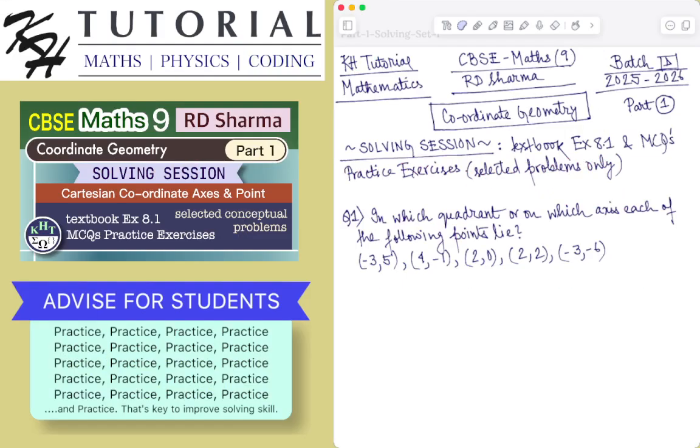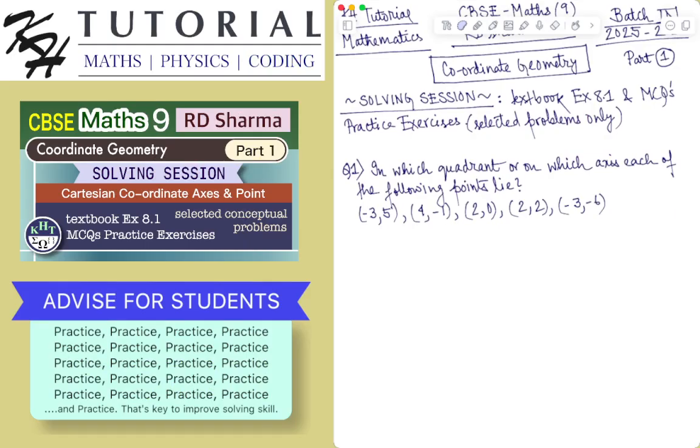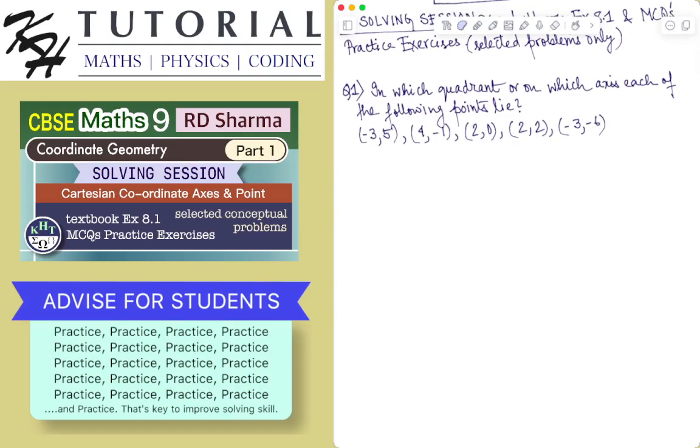Okay. So the first problem says that in which quadrant or on which axis each of the following points lie. While solving the problems, I will try to discuss the basic concepts that will be required to solve the problems. So we know that the Cartesian coordinate axis, we have two axes perpendicular to each other. One is the y-axis and the other one is the x-axis, and they intersect at the point O, which is known as the origin.